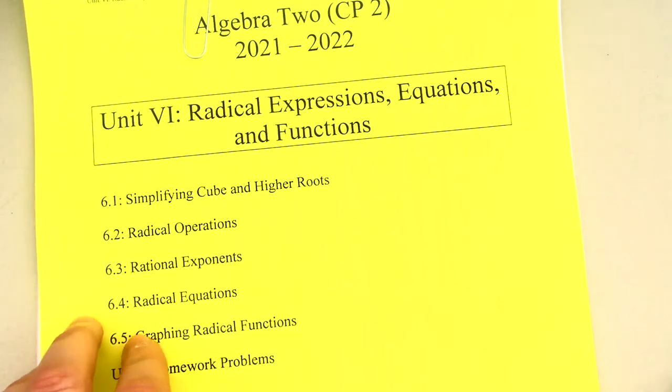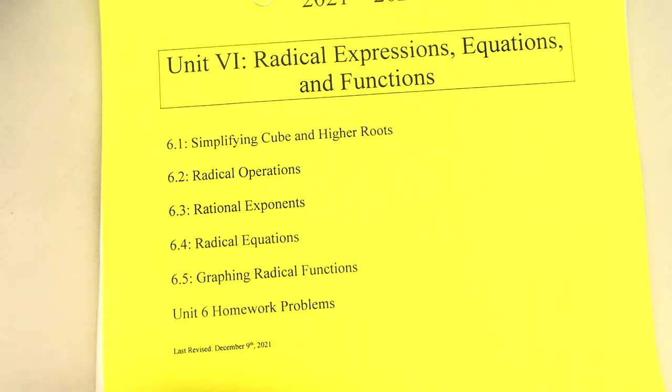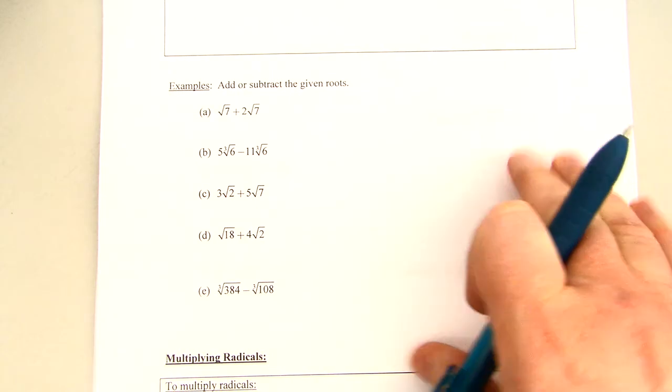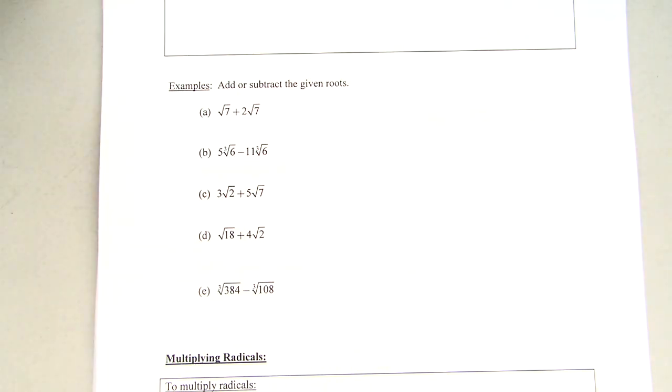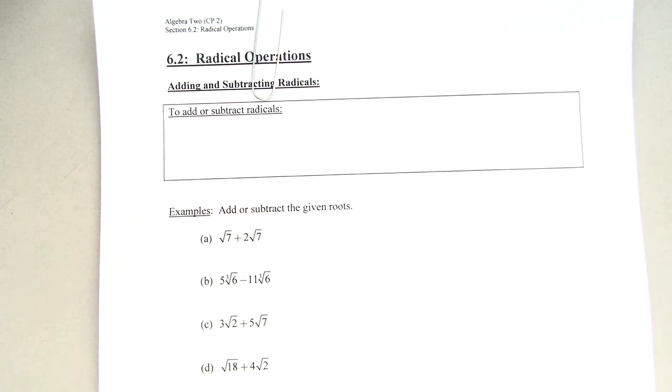Okay, so we are going to take a look at section 6.2, which is on page 7 in your notes. This whole section is about radical operations: how to add radicals and subtract radicals and multiply and divide and all that good stuff. Hopefully we're ready to go. Perfect. Radical operations. We're first going to deal with adding and subtracting.